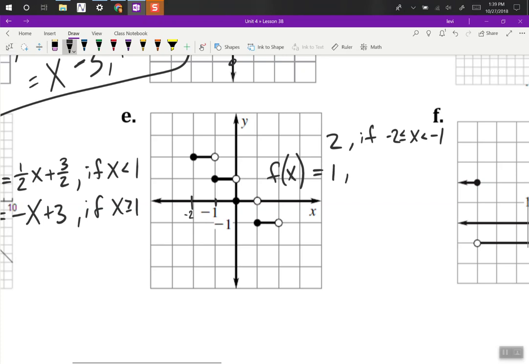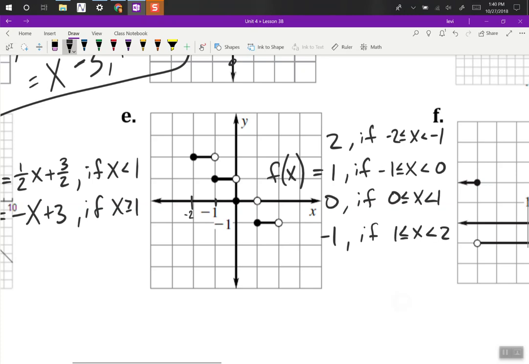And then we're equal to 1 for x values that are from -1 to 0, and we've got the equal to, so it's greater than or equal to, and we've got the open circle, so it's just less than 0 here. And that constraint is from 0 to 1, so we're greater than or equal to 0 and less than 1. And then -1 here, and that's from 1 to 2, so we're greater than or equal to 1, and just less than 2.